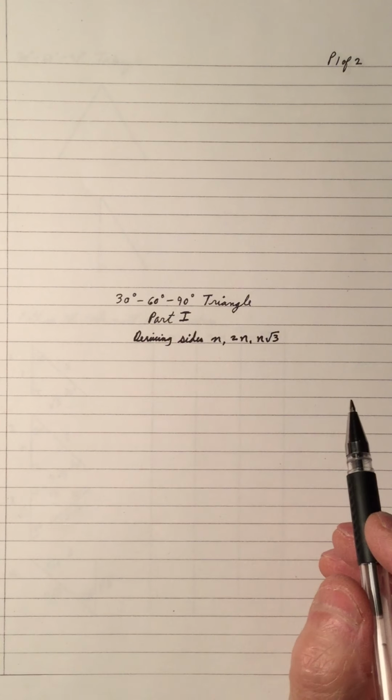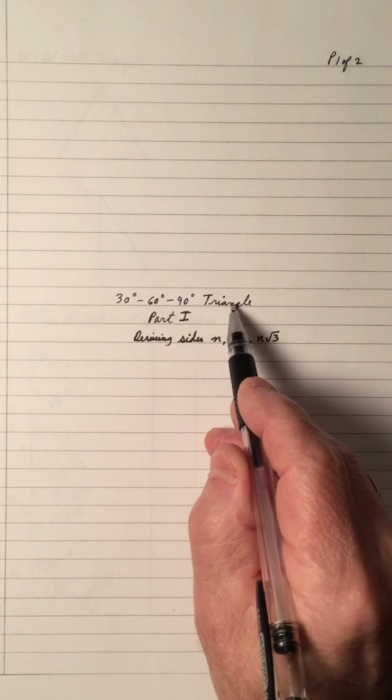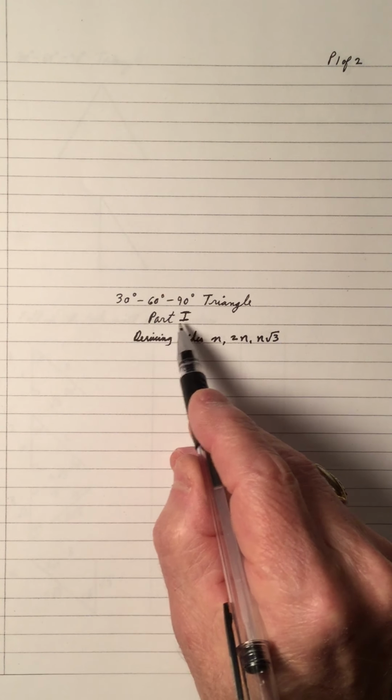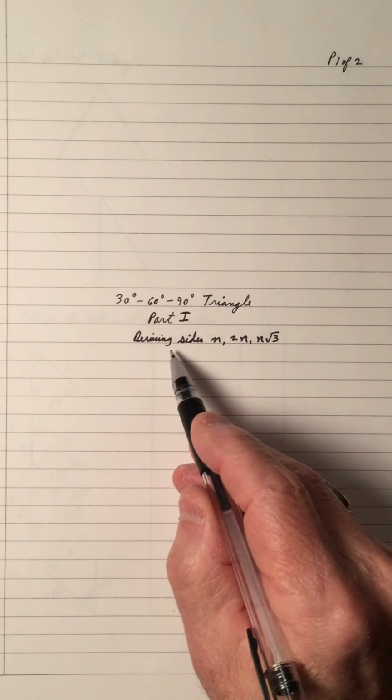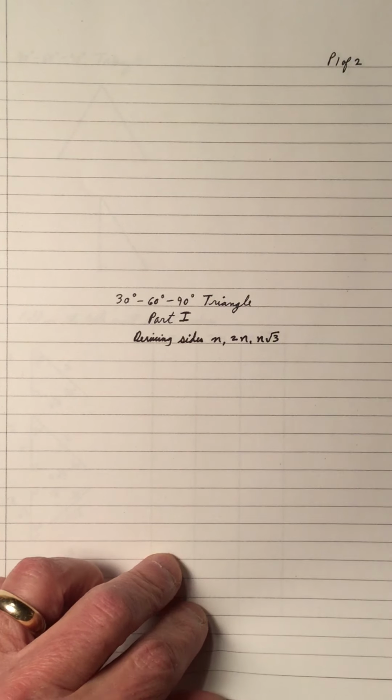Hi, welcome to my first video on special right triangles, and the triangle that I'm working with today is the 30, 60, 90 triangle. And this is part 1, deriving the sides n, 2n, and n root 3.